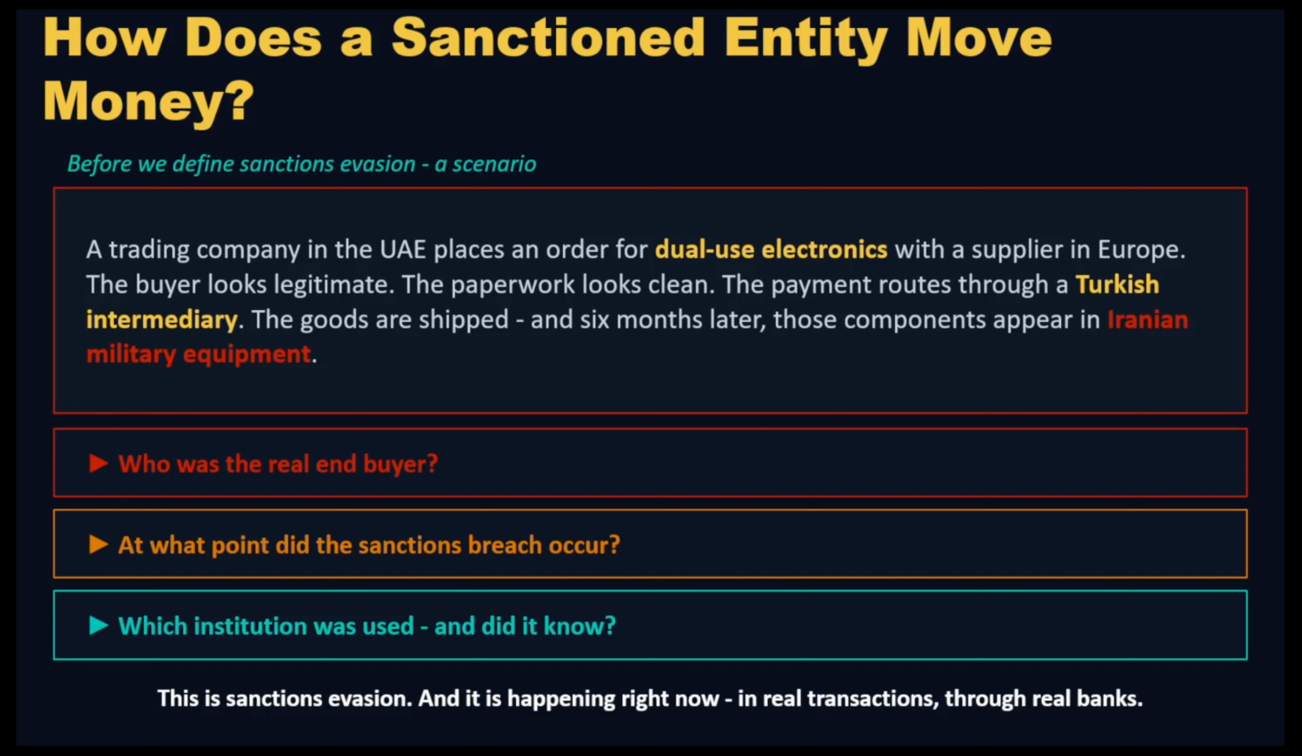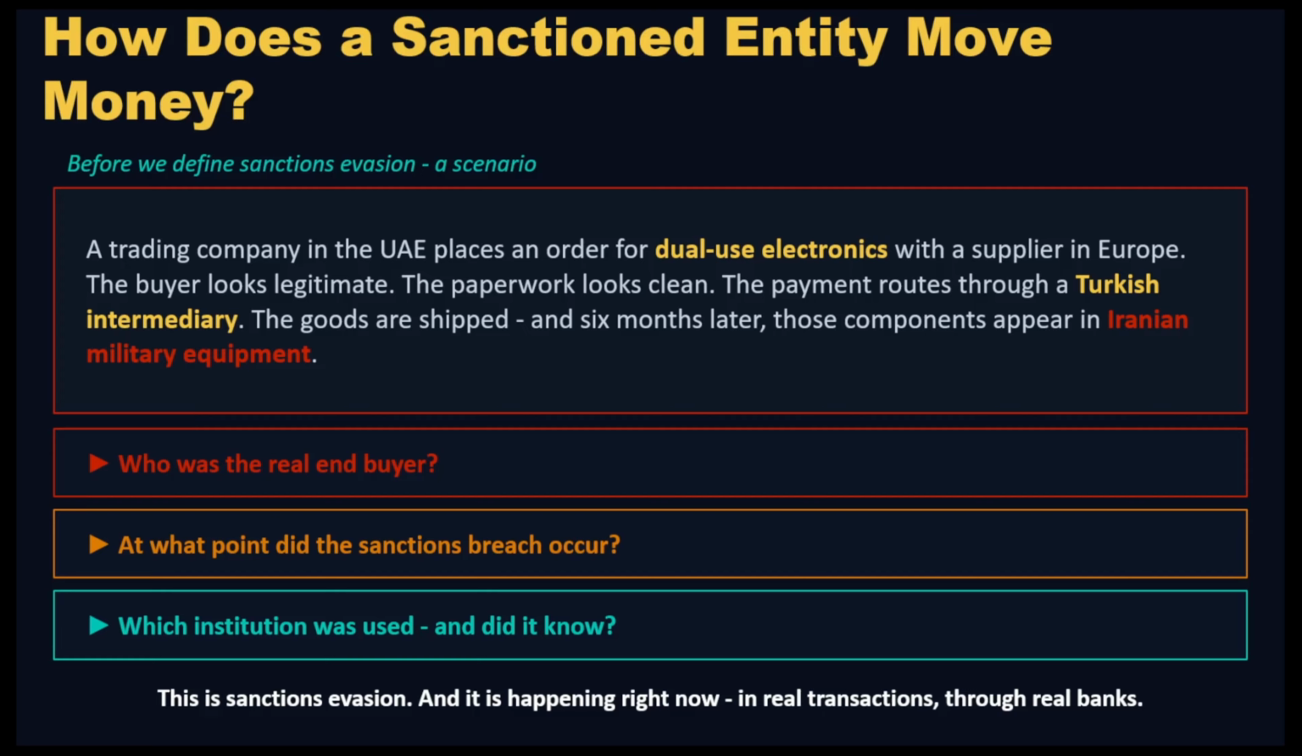The sanctioned parties never appeared in the transactions. A legitimate-looking intermediary created the paper trail, and financial institutions processed the payment without fully understanding what it was financing. And this is not hypothetical, this is a documented pattern across dozens of enforcement cases involving Iran, Russia, North Korea, Cuba, and other sanctions jurisdictions. Let's now dive further into real cases.